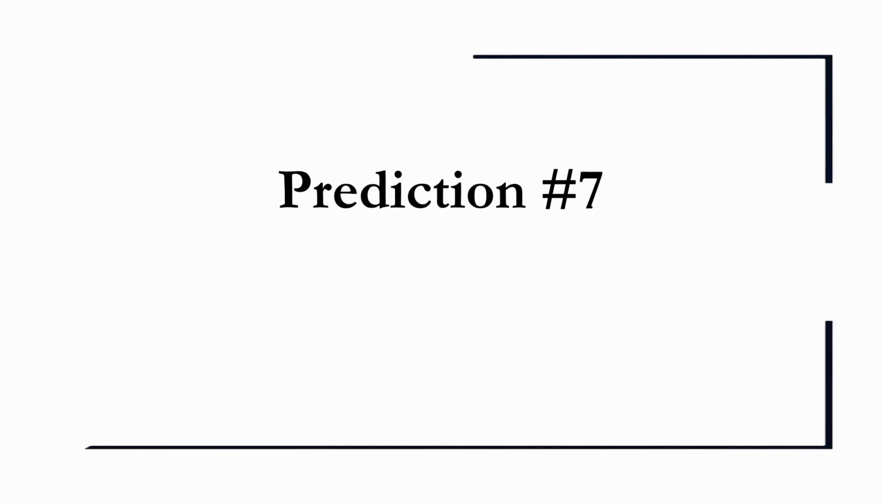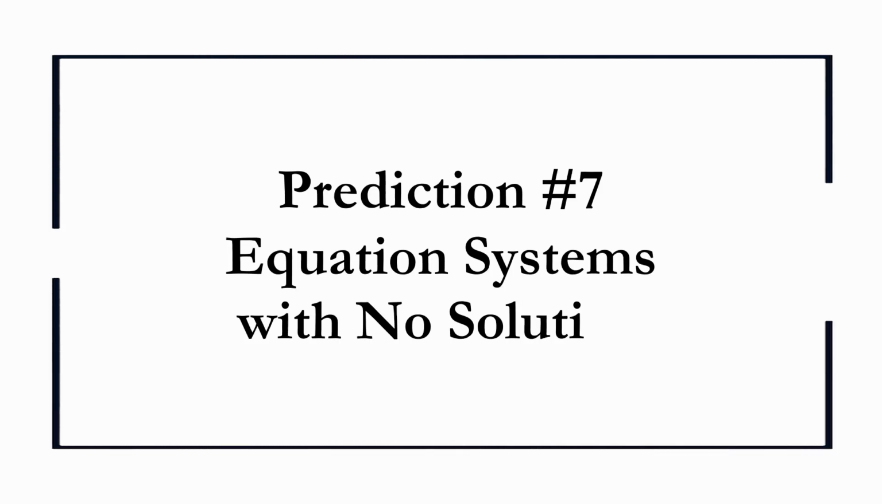Prediction number 7. Equation systems with no solution. So before we talked about equations with no solution. Now we're going to talk about entire systems of equations with no solution.